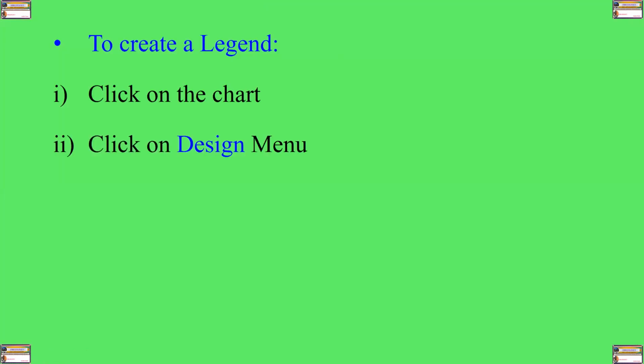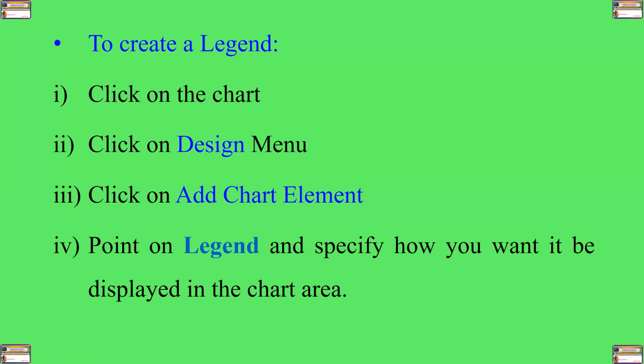Let's now look at how to create a legend. To create a legend, you click on the chart and then click on the Design menu. Click on Add Chart Element, point on Legend, and specify how you want it to be displayed in the chart area.